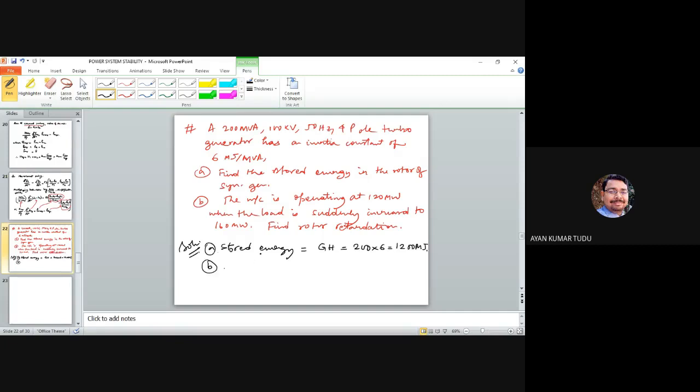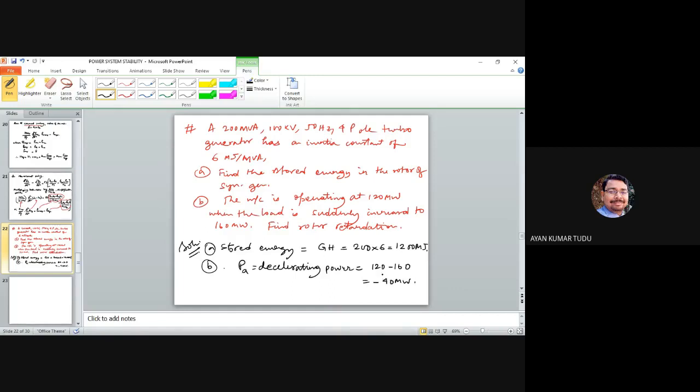Next, the machine is operating at 120 megawatt, and the load is suddenly increased to 160 megawatt. At first, Pm was 120, and now the load is 160. So it will not be an accelerating power, it will be a decelerating power, because the load is increased. So Pa is 120 minus 160, which comes out to be minus 40 megawatt.